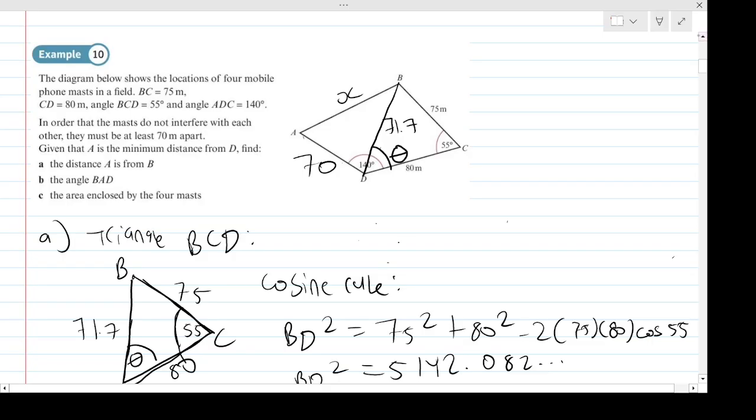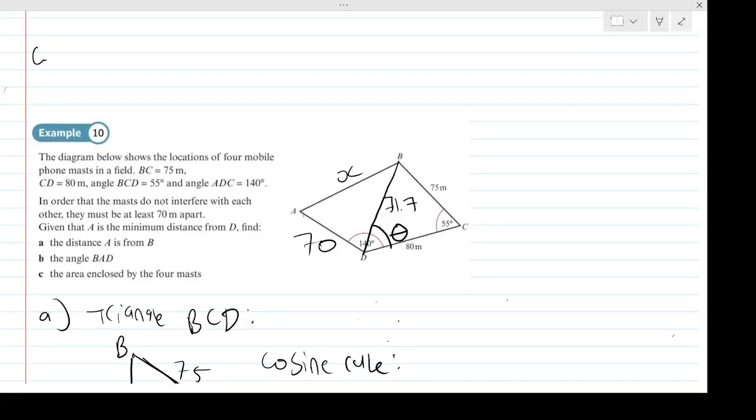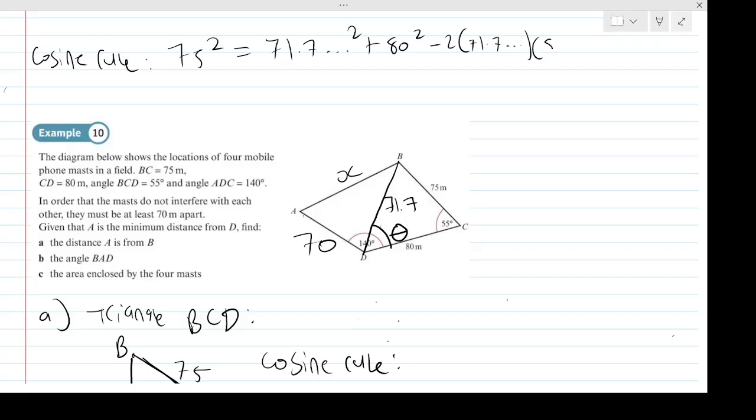So there we are. As this angle theta is opposite to 75, and it's in between the other two sides, 80 and 71.7, I can use the cosine rule to say that 75 squared is 71.7 squared plus the other side 80 squared, take away two lots of 71.7 times 80 cosine of theta.